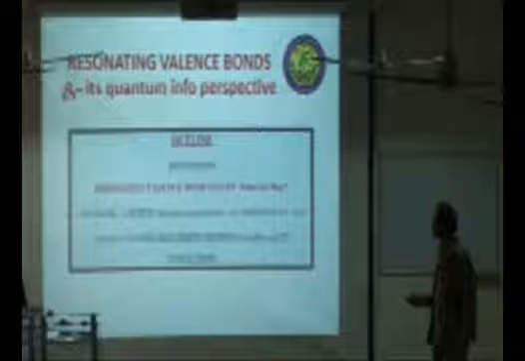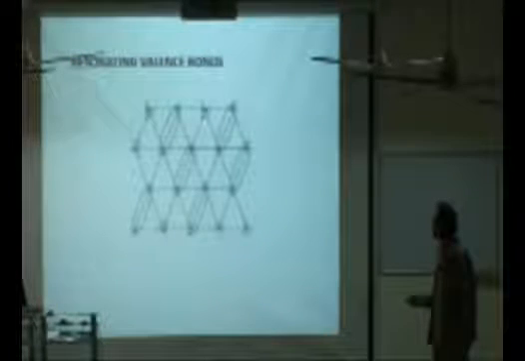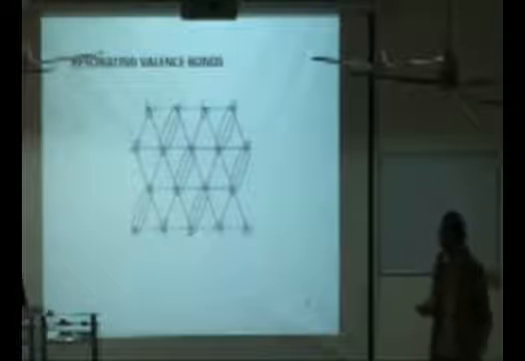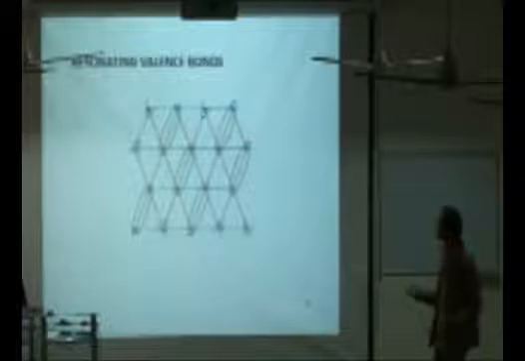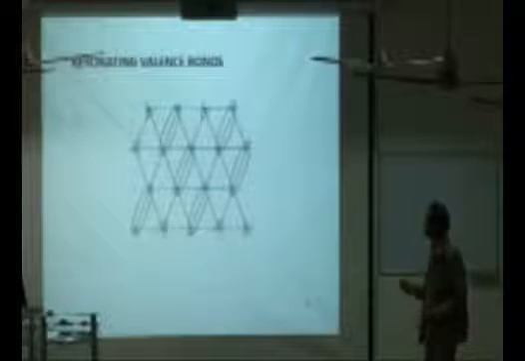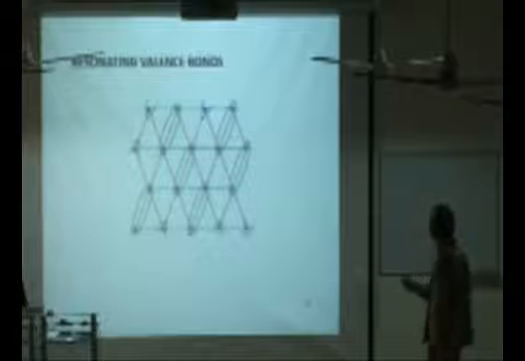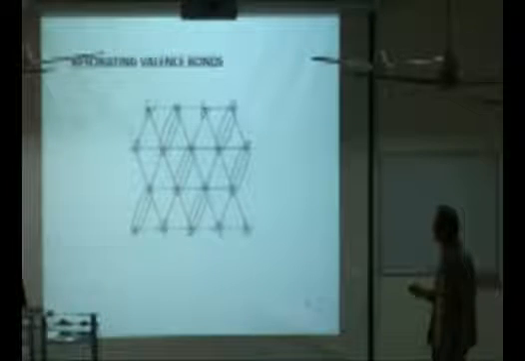So let me first of all tell you what these RVBs are, at least the definition that I am using. Whenever I talk about RVBs, there will be a lattice on which I speak. There will be different lattices. One of them, for example, which I will actually not use, is just given in this slide. It's a triangular lattice, and you can think of it as an infinite lattice. These are triangles, and at every site there is a spin-half particle, a quantum spin-half particle.